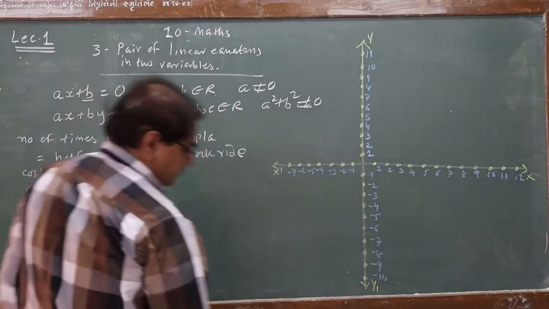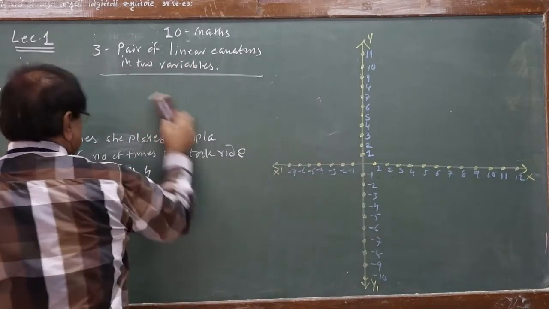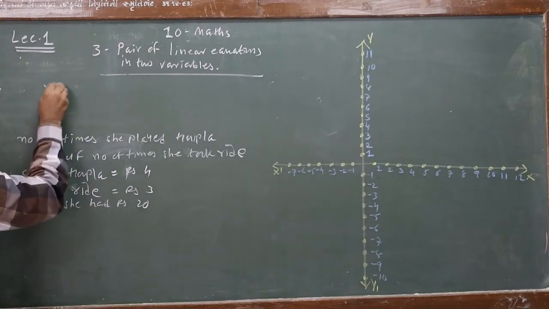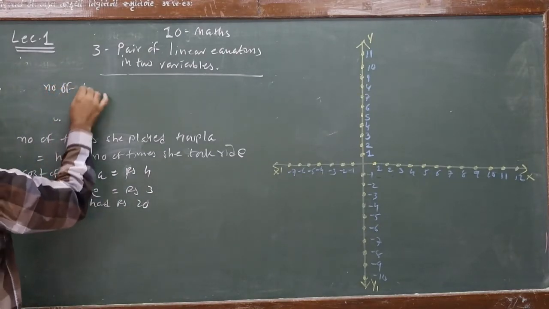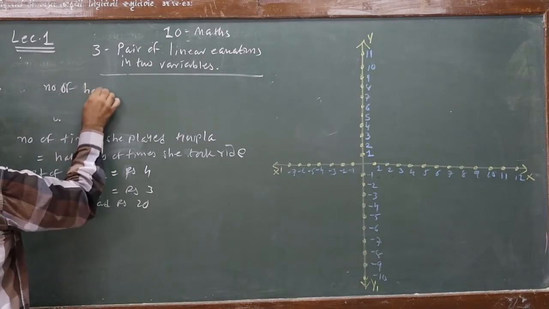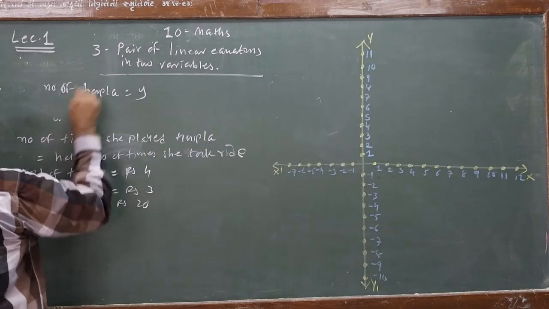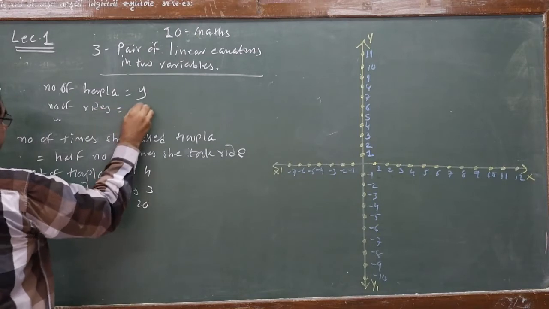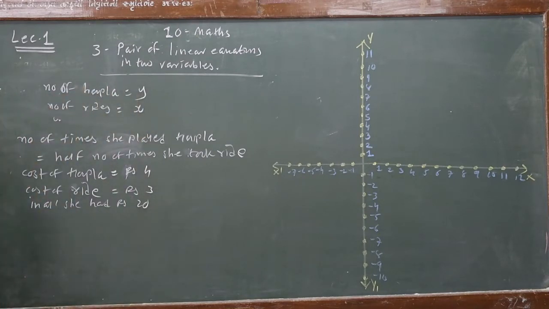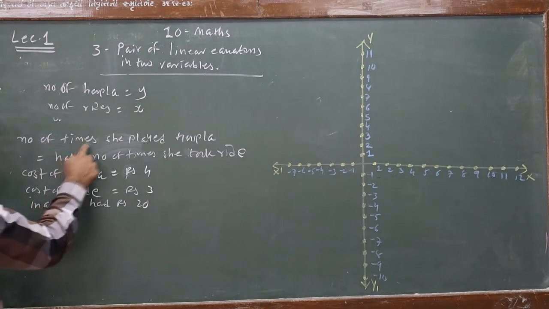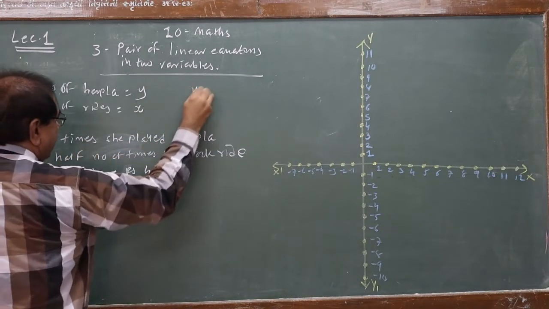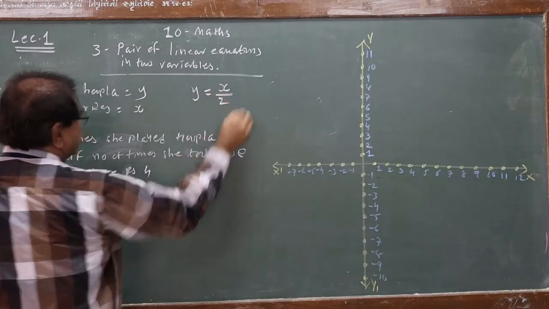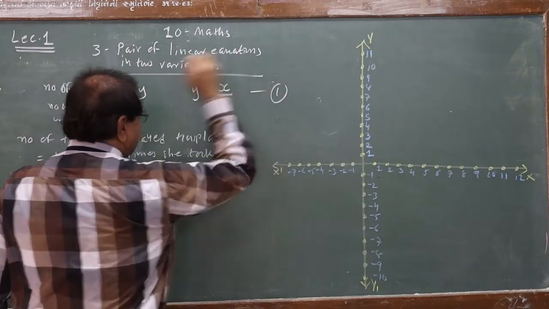We believe that the number of hoopla games is y, and the number of rides on the giant wheel is x. So first of all, what does the equation say? The number of times he played hoopla, that is y, is equal to half the number of times he took the ride. So y is equal to x upon 2. It is your equation number 1.